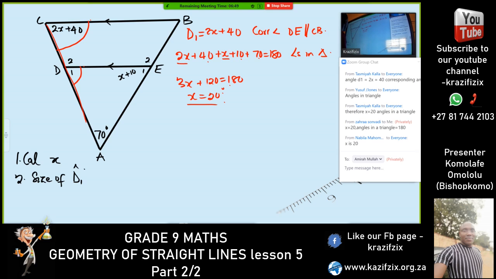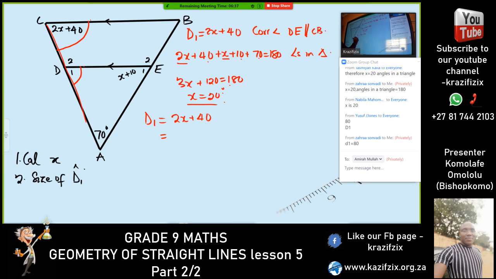Beautiful stuff. What about size of D1? I think that's very straightforward now. Thank you, Nabila. X is 20. Good. Already we have D1 as 2x plus 40. And we know that this is 2 times 20 plus 40. 40 plus 40, D1 is 80. Jazakallah. Thank you, guys. That was just a very, very beautiful lesson.